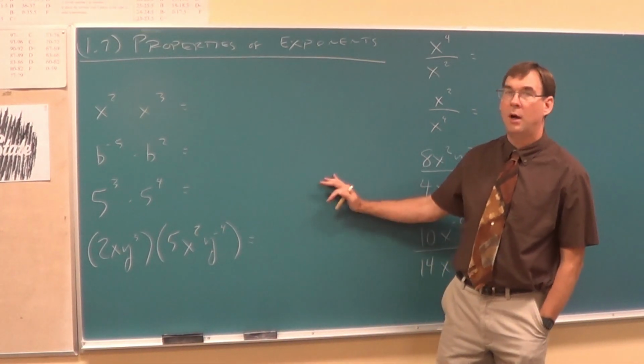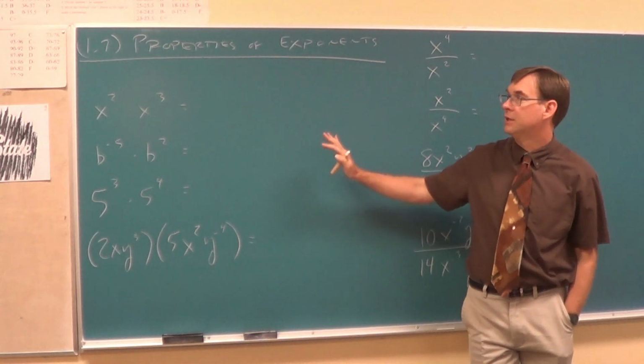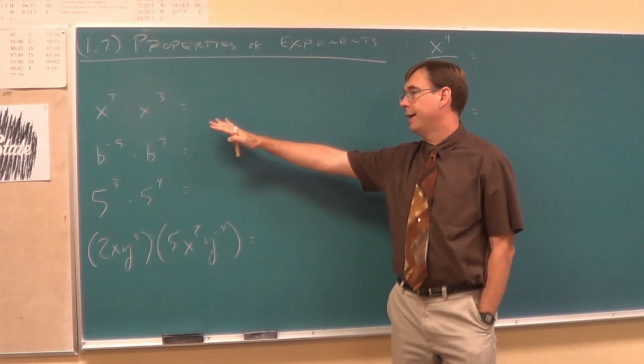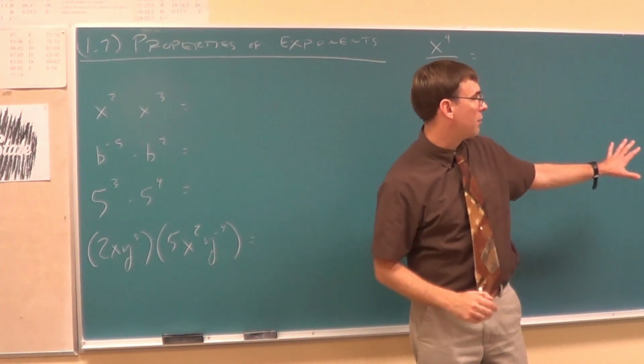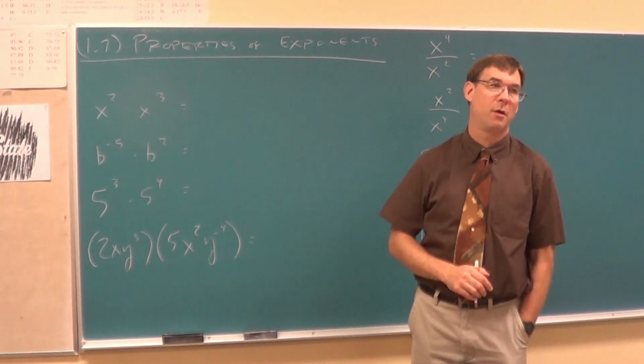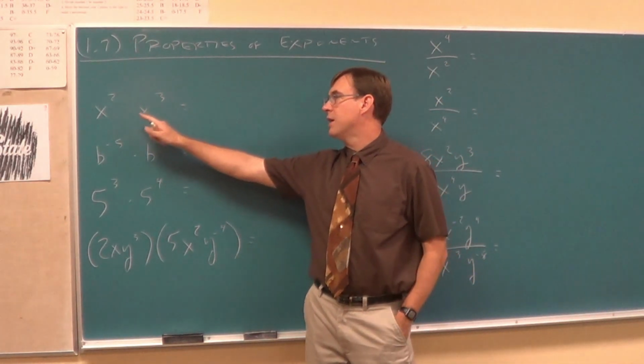So off we go. 1-7 builds on yesterday when we talked about exponential notation. Today what we're going to do is multiply things. We are going to divide things, and then eventually we'll get through to a position where powers are going to more powers. So let's do a quick recap first.